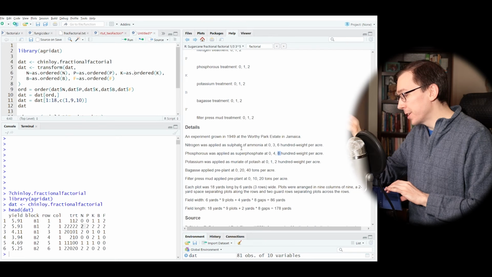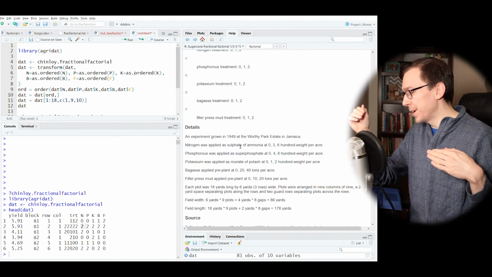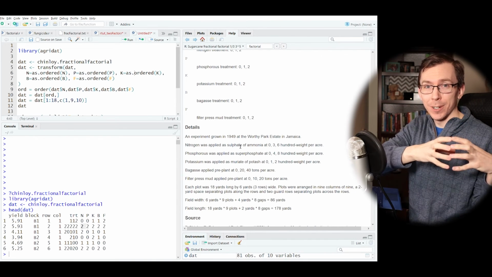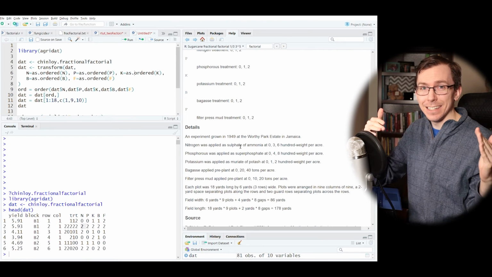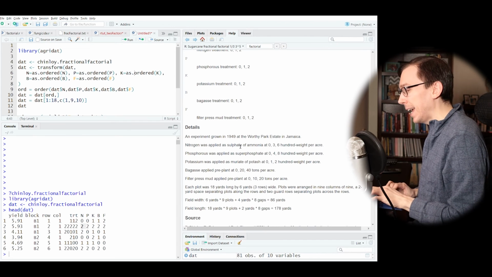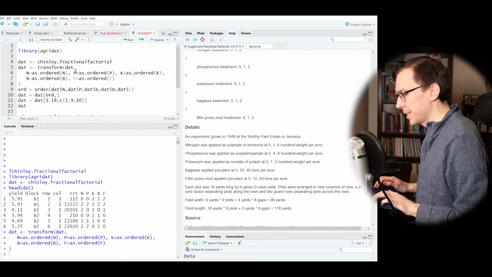So as you'd imagine, we're very much interested in polynomial contrasts here. We want to know, is the yield increasing as we go from 0 to small to large dose? Is it decreasing? Is it flat? Does it go up and down like a quadratic? These are all questions that we can answer from our data set. So first of all, we have to transform it. So now it knows that these are ordinal factors.